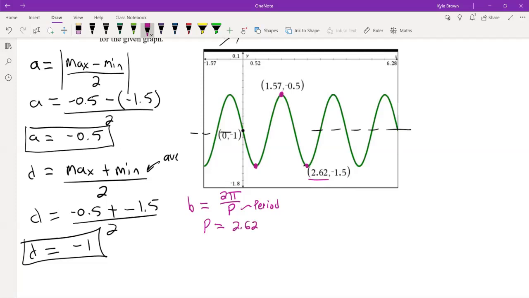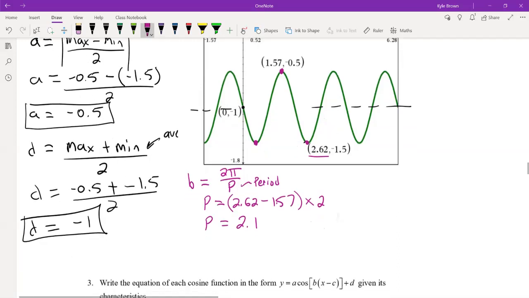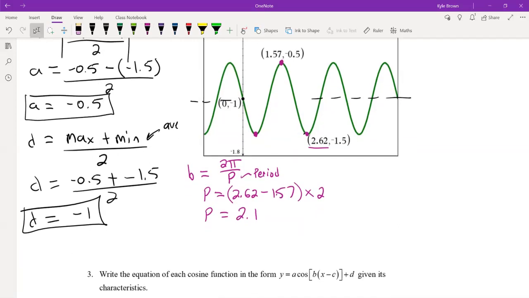2.62 minus 1.57, to figure out the distance from there to there, and then just times 2. Okay, so your period ends up being 2.1, which is kind of annoying because it doesn't work out that nice, but we'll round a little bit. So 2.1.